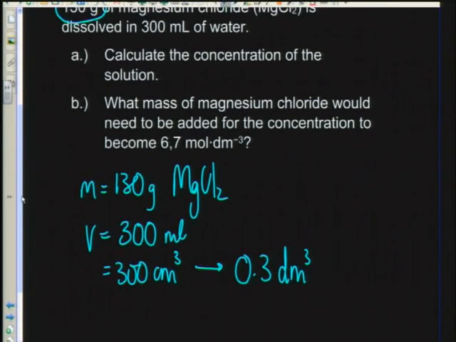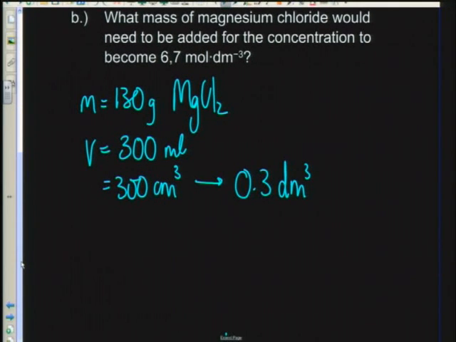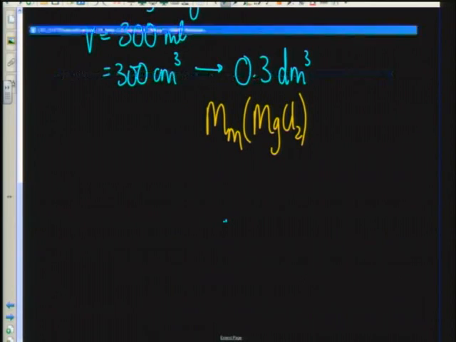Question A, calculate the concentration. So once again, I get given a mass. I must take that to number of moles. So we can go moles into concentration. Let's work with it. Immediately, I need to say, hold on, I need to work out a molar mass for this magnesium chloride. Okay. How are we going to do that? We're going to go across to our periodic table.